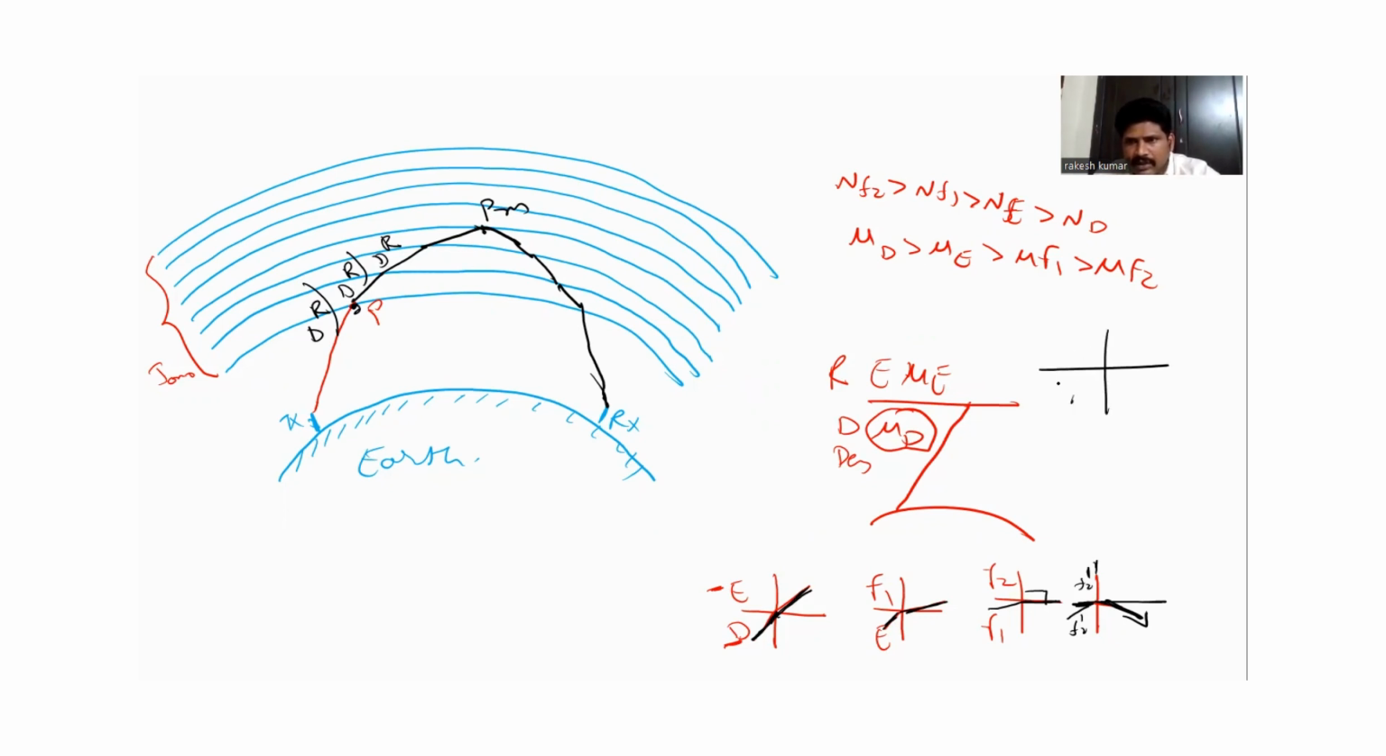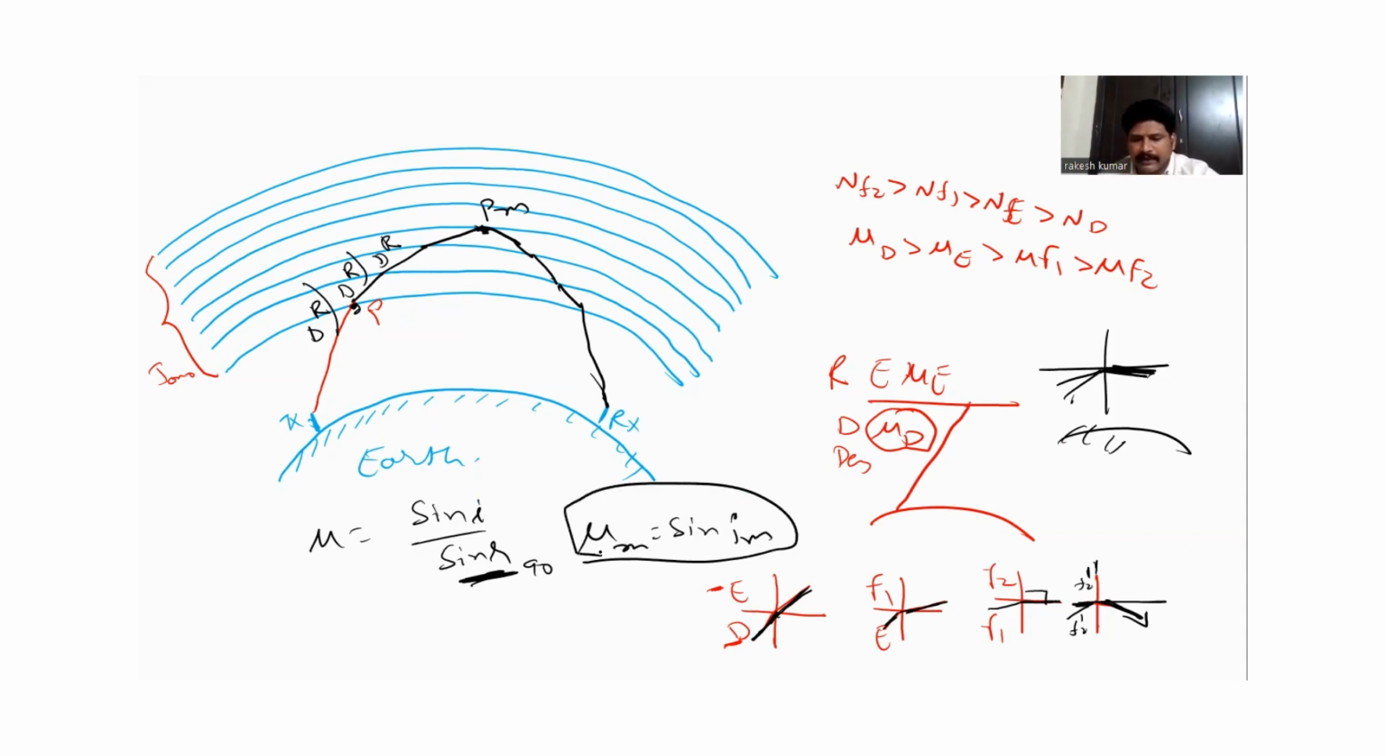This is the angle of incidence at which the wave will be parallel to the earth surface. Here the angle of refraction is 90 degrees, and this point PM is the highest point in the ionosphere reached by the radio wave. At that point, mu = sin i by sin r, and since r is 90 degrees, mu m is equal to sin im.